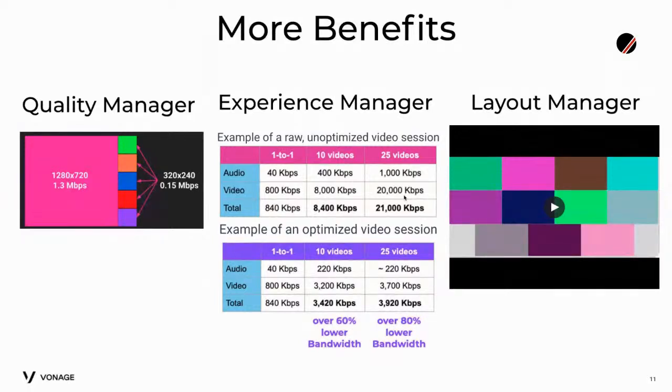Now, that's what happens if you want the super best quality, then you do that through the Video API and you can tune it yourself. Whereas with the Vonage Video Express, we want to make sure you have the best experience possible. So when you have like 10 videos, doing things like making them smaller, not showing them, things of that nature, you can save. So you go from 400 for the audio to 220, from 8,000 to 3,200 for the video. And so that's overall like a 60% lower bandwidth need.